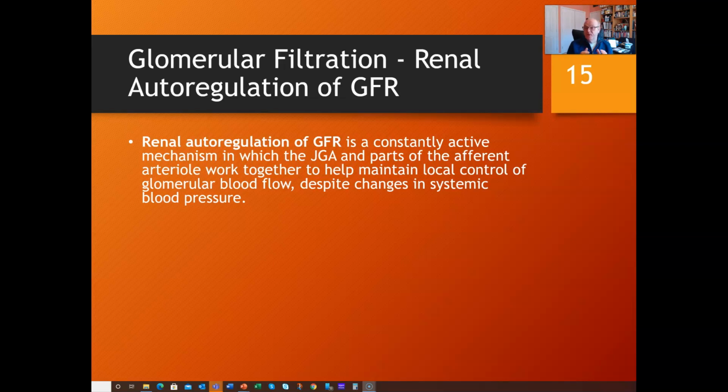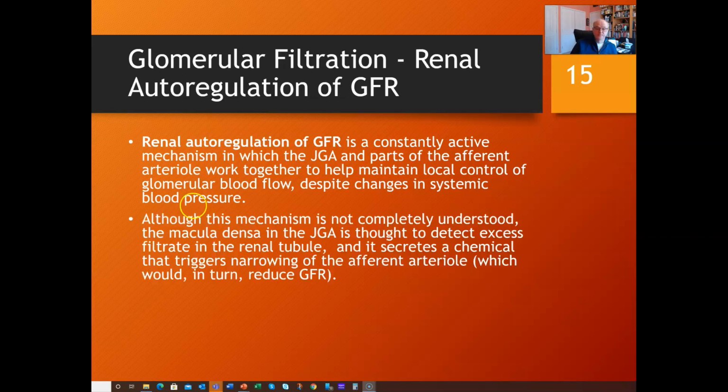So if the blood pressure goes up, you can close down the afferent arteriole and reduce the amount of blood going into the glomerulus. If the blood pressure goes down, you can widen it and allow more blood in. It's not completely understood. That means we don't know how it works, but it's thought to detect excess filtrate in the renal tubule and secrete a chemical that triggers the narrowing of it.